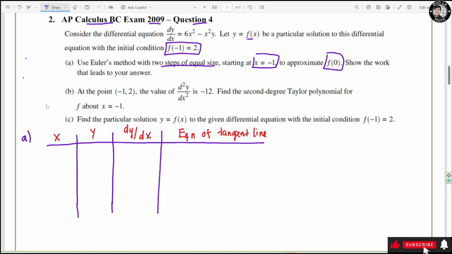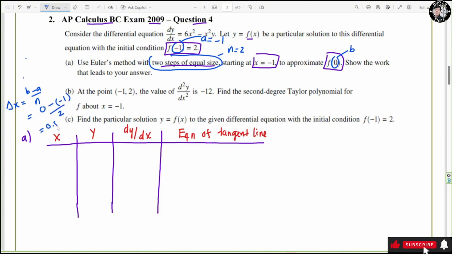Alright, so first you need to calculate delta x. It's going to be B minus A divided by N. Now B equals 0 right here, the final one, and A equals -1 right here. And it's going to be two steps of equal size, so N equals 2. So you have 0 minus -1 divided by 2, so it could be 0.5.